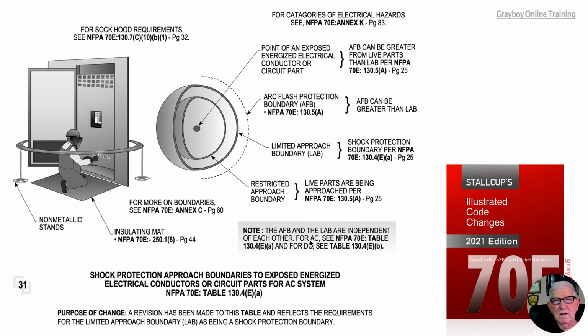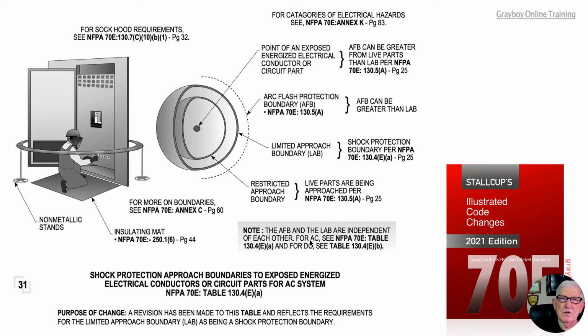They are determined differently, as we go through the tables for the job risk task categories that we're looking at, such as table 130.5C, table 130.7C15A, as well as the table 130.7C15C. Now, these boundaries have to be determined, and you have the arc flash that you cross, so you determine what the limited approach boundary is.